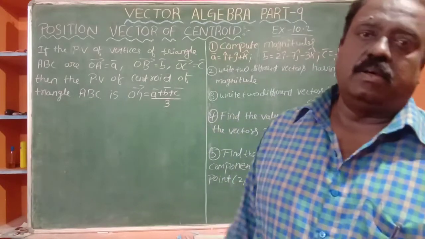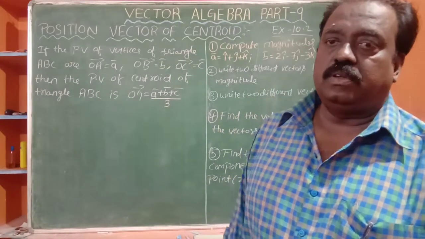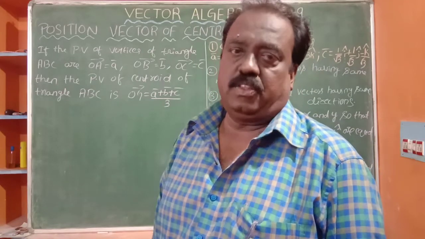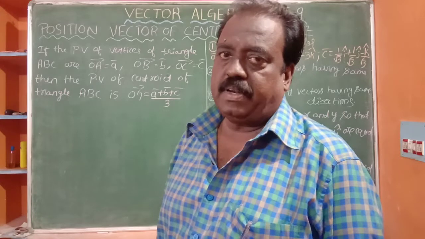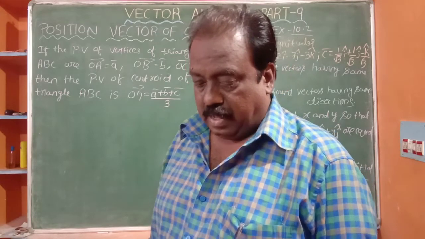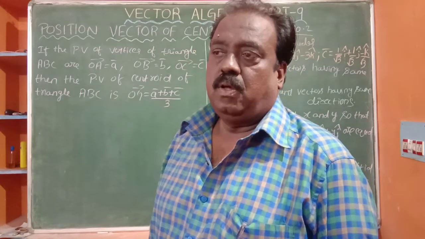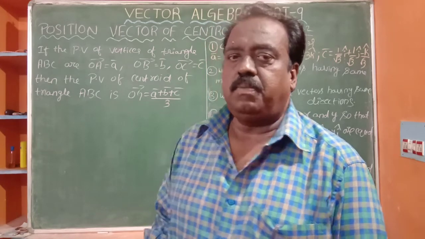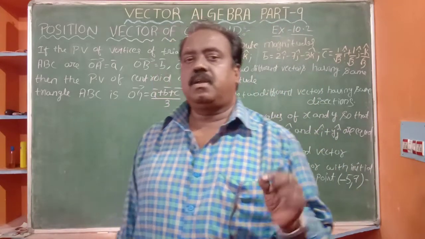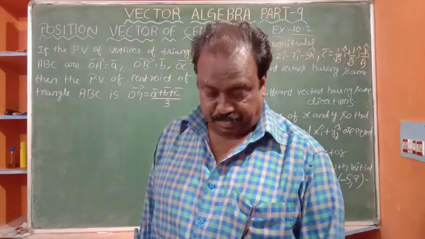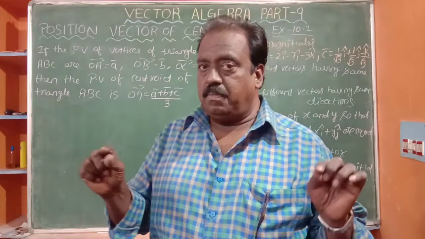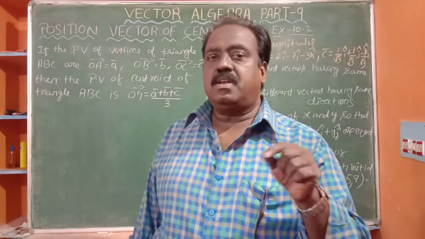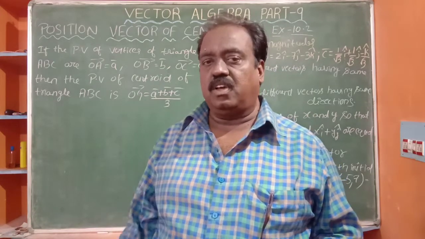In the previous video, vectors 8, we discussed the two properties, case 1 and case 2. That is the section rule. We are given two points whose position vectors are also given. Suppose A and B are two points. The position vector of A is A bar, B is B bar. If the line joining AB is divided by a point C, both internally and externally, internally is case 1 and externally is case 2.